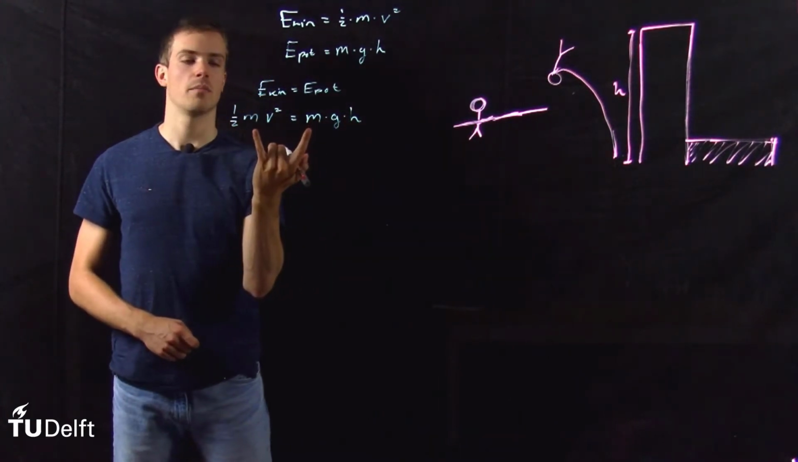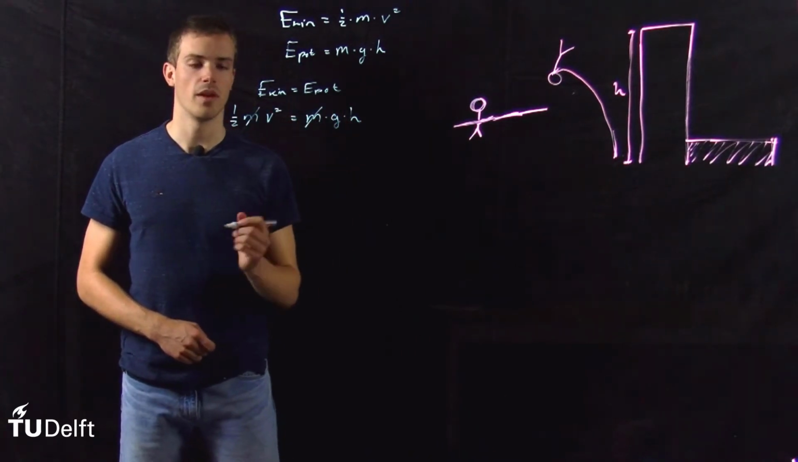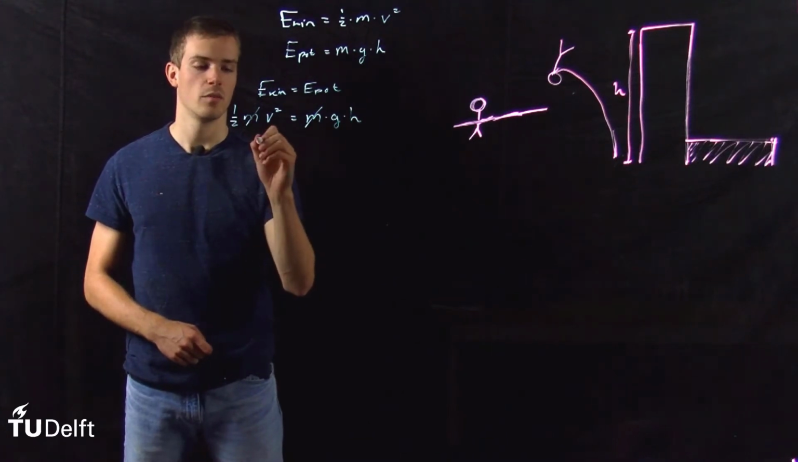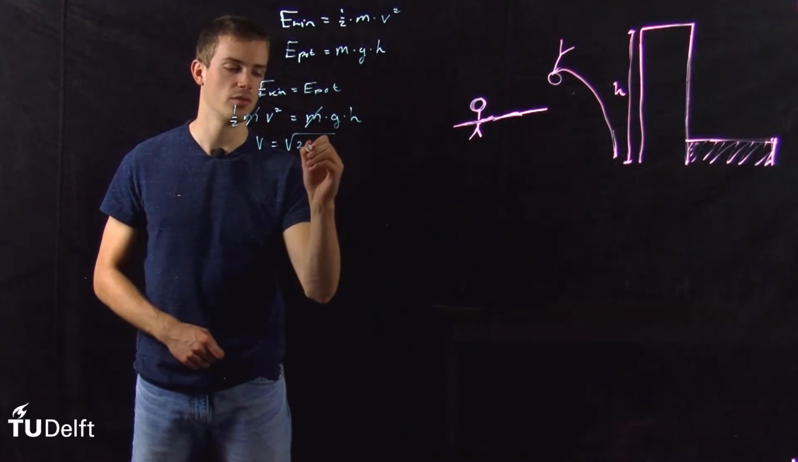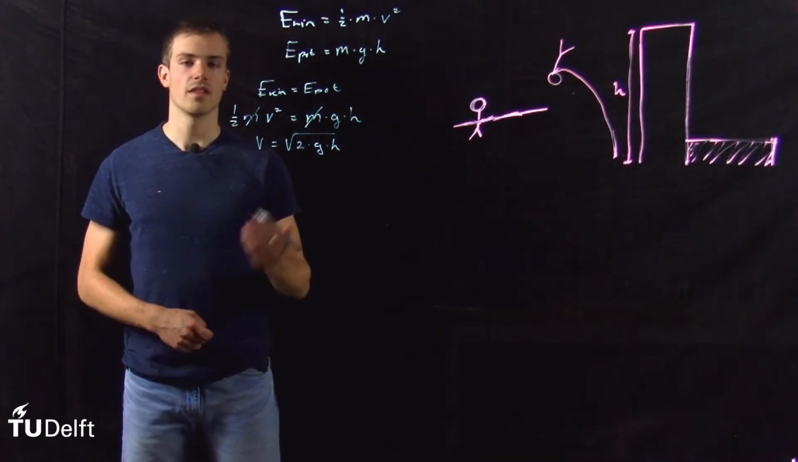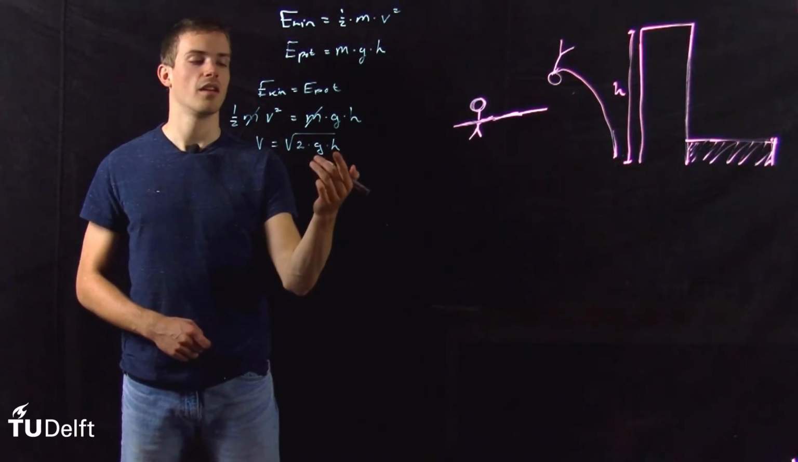Because there's m in both of these formulas, it will fall away, and if we rearrange the rest of the formula, we will get v is equal to the square root of 2 times g times h. This is the equation for how fast the pole vault jumper has to go, depending on the height of the pole.